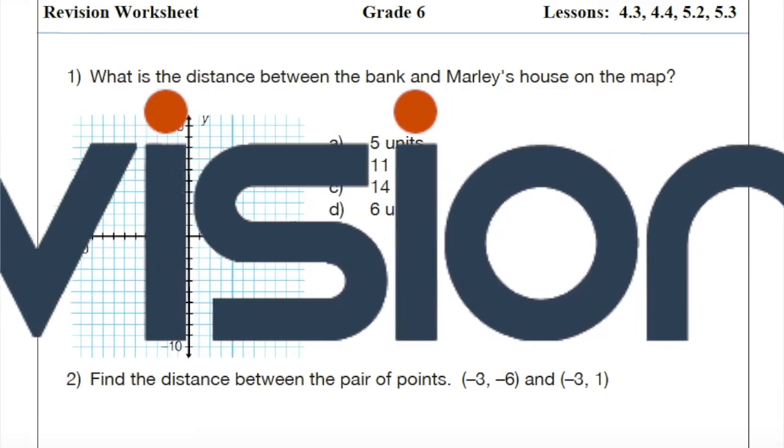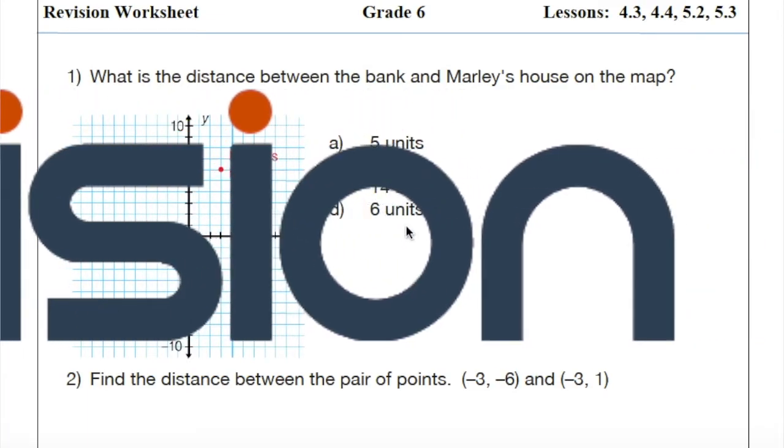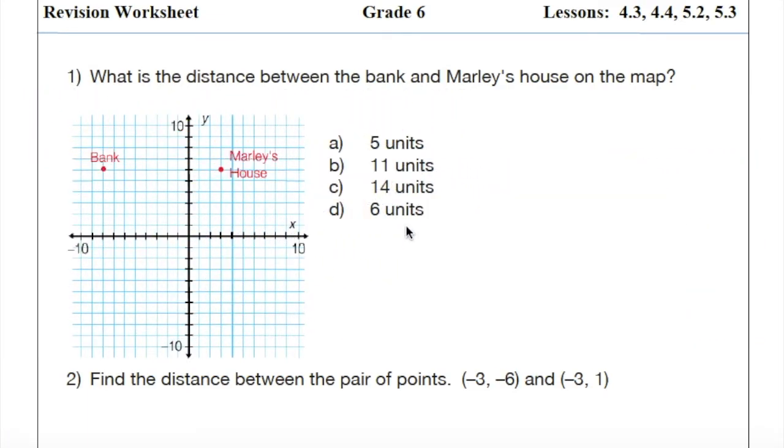Today we have a revision worksheet. First question, what is the distance between the bank and Marley's house on the map? Marley's house can be represented by the location 3 and 6, and the bank can be represented by the location -8 and 6. Now we have to calculate the distance between 2 points, -8 and 6, and 3 and 6.